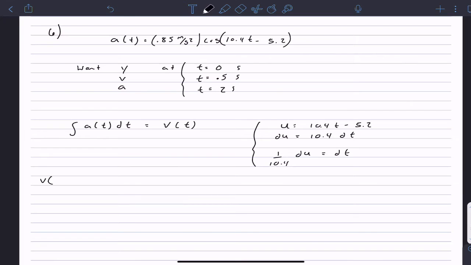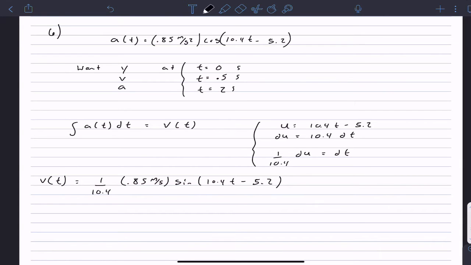What I'm going to do is write down what I get. Right? We're integrating this cosine function. So that's just going to give us a sine function. And notice that this is not negative. So it's 1 over 10.4 times 0.85 meters per second times sine 10.4 t minus 5.2.